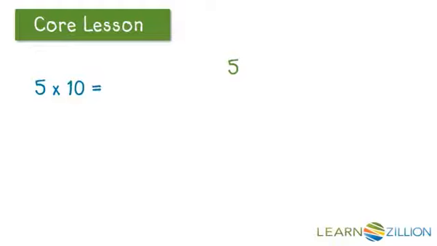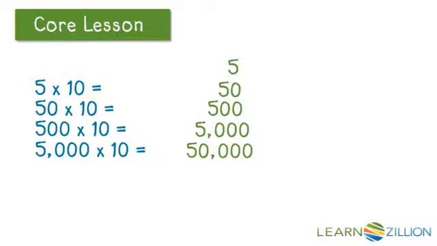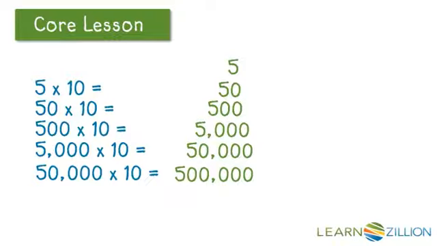Let's write these numbers and look at it in a different format. If we have a 5 and we multiply by 10, we get 50. If we multiply 50 by 10, we get 500. 500 by 10, we get 5,000. 5,000 times 10 makes 50,000. And 50,000 times 10 equals 500,000.